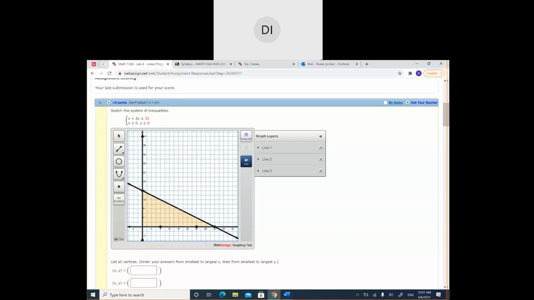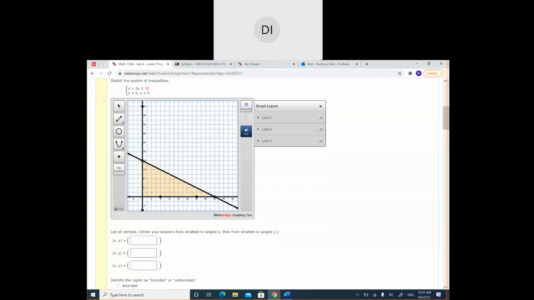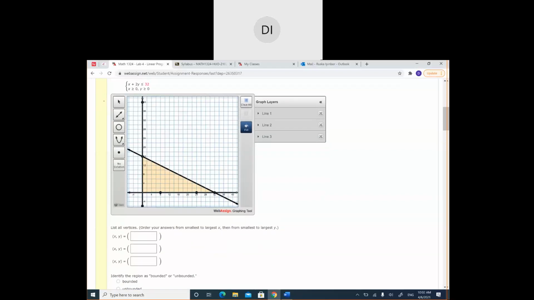Okay, and then the next one, they're asking to find the vertices. So the vertices are pretty much the points, the angles for this triangle. These are going to be the corner points, and you have to order your answers from smallest to largest x, then from smaller to larger y. So what that means, these are the corner points, the vertices, these three angles of this triangle, right? The coordinates of these three points.